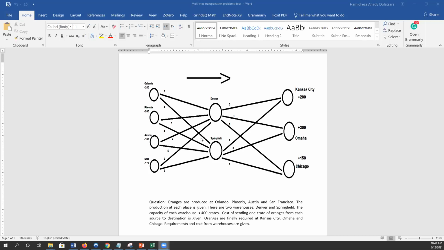What are the constraints you think we could have in this problem? Is there anyone who could volunteer?